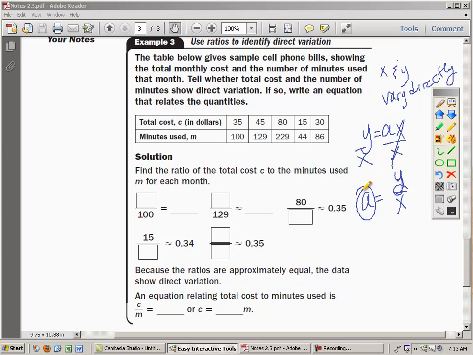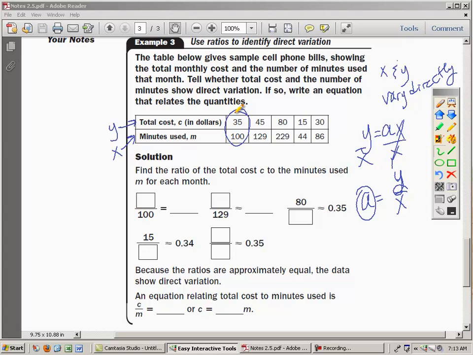So what we have to do then is we have a cost, and our cost is dependent upon the number of minutes. So my number of minutes is my x and my cost is y. And so we're going to then divide and do a ratio of cost per month to see if that cost per month is constant. If it is, then the two quantities vary directly. If it's not, then they don't.